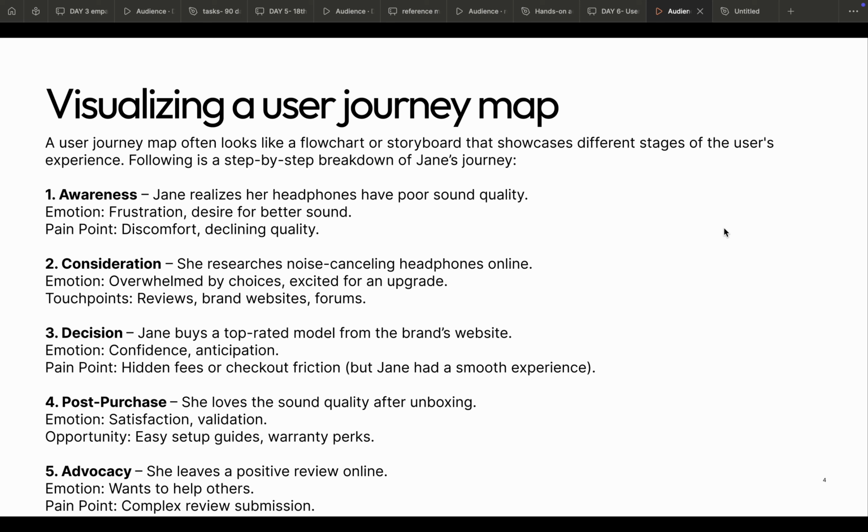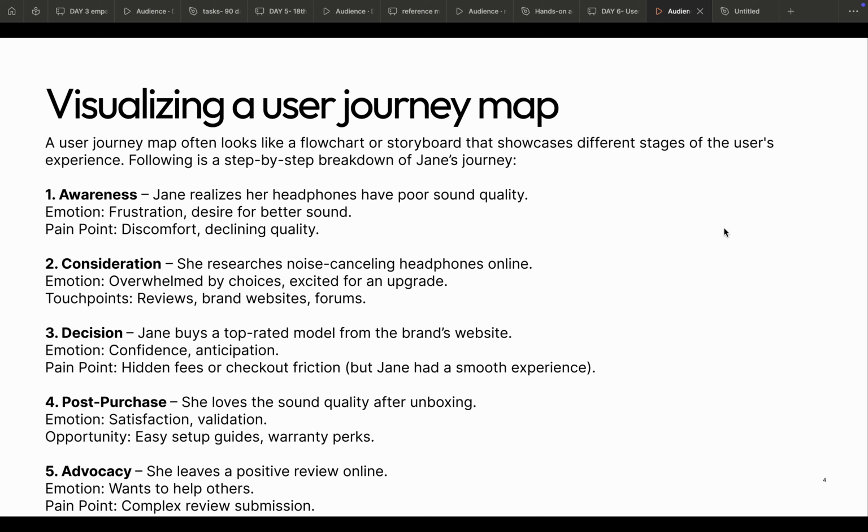And the consideration is she is also researching noise cancellation kind of headphones on the internet, and she is getting overwhelmed with a lot of choices. She is excited for an upgrade, but she is also viewing a lot of other options available.